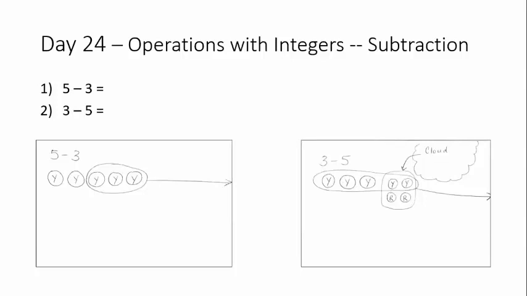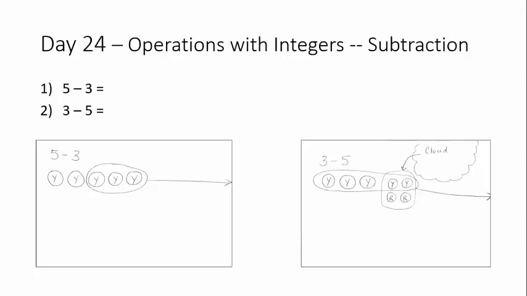And I'm taking away 3. So notice I circle 3 counters and draw an arrow to the edge of the page. This represents taking away. The uncircled counters represent the difference. So I have 2 yellow counters that are uncircled. 5 minus 3 is 2.